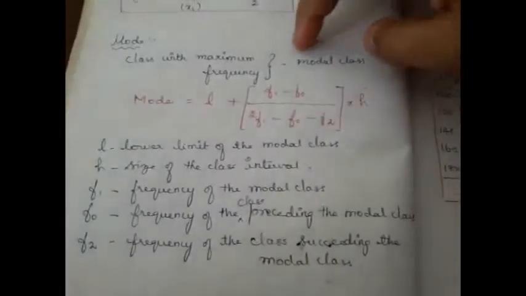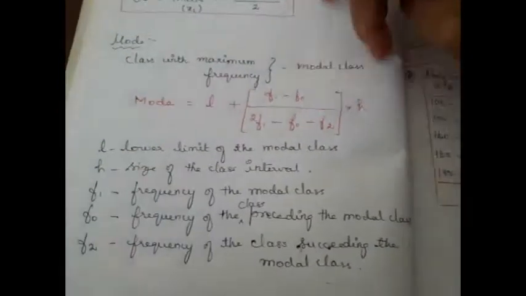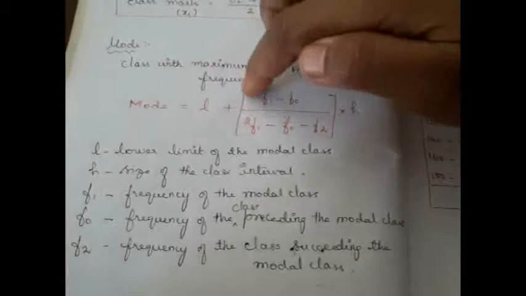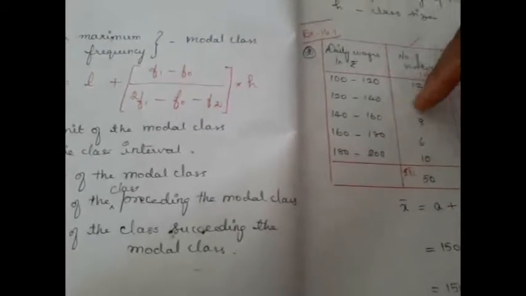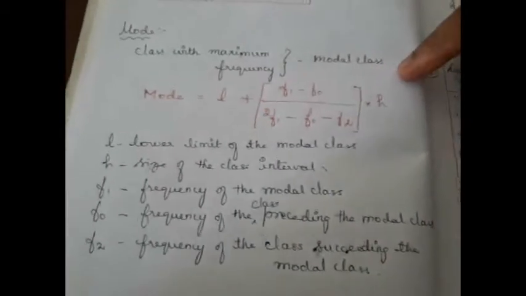First, we have to identify our modal class. Which is our modal class? The class with maximum frequency. So if suppose this is your question, and we see the maximum frequency here is 14, and 14 corresponds to the interval 120 to 140. So this is our modal class, right? First step, you have to identify your modal class.